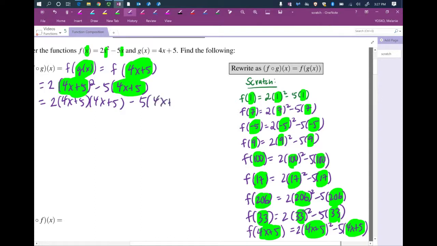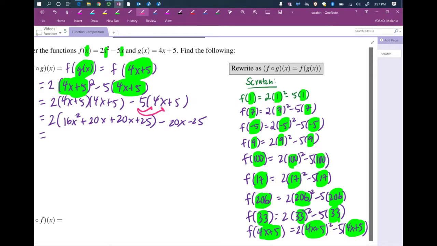Okay, so I'm just writing this again just so I can see what we're doing. And I'm going to go ahead and leave the 2 out here. Let's go ahead and FOIL this. So we get 16x squared. 4 times 5 is 20, so we get 20x plus another 20x because we get 5 times 4x, plus 25, minus. And let's go ahead and distribute this. That's minus 20x minus 25?